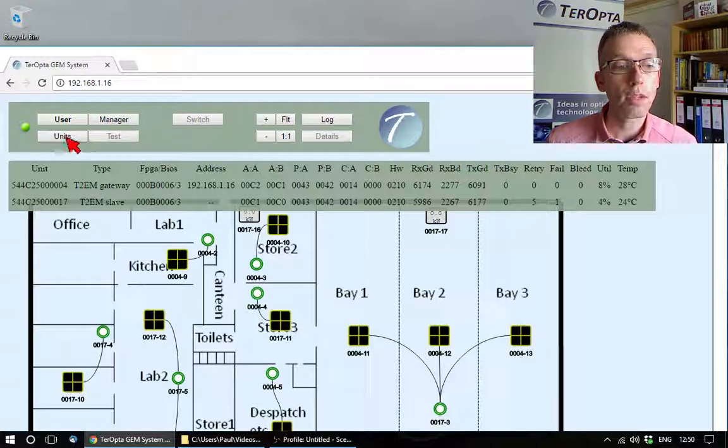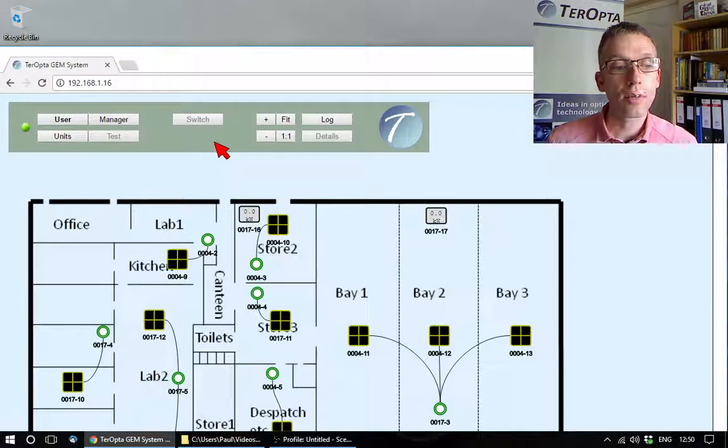And to simply close up the panel I simply press again on the Units button and the panel disappears.